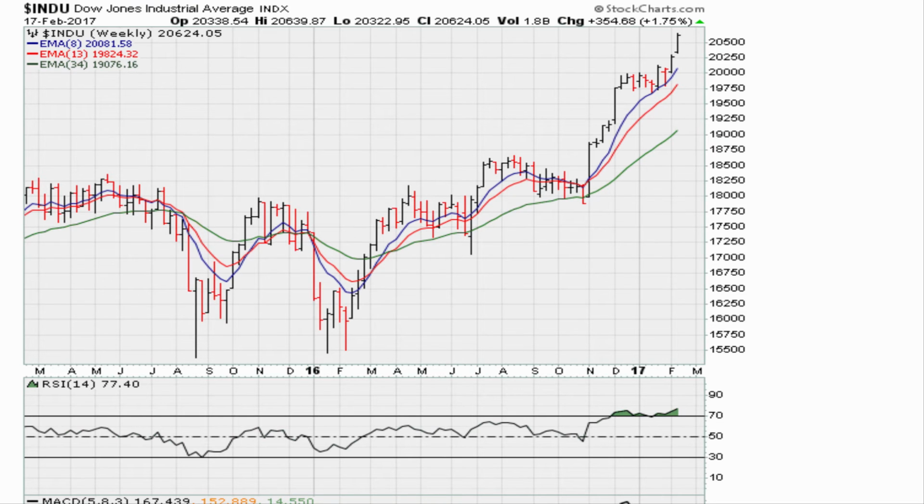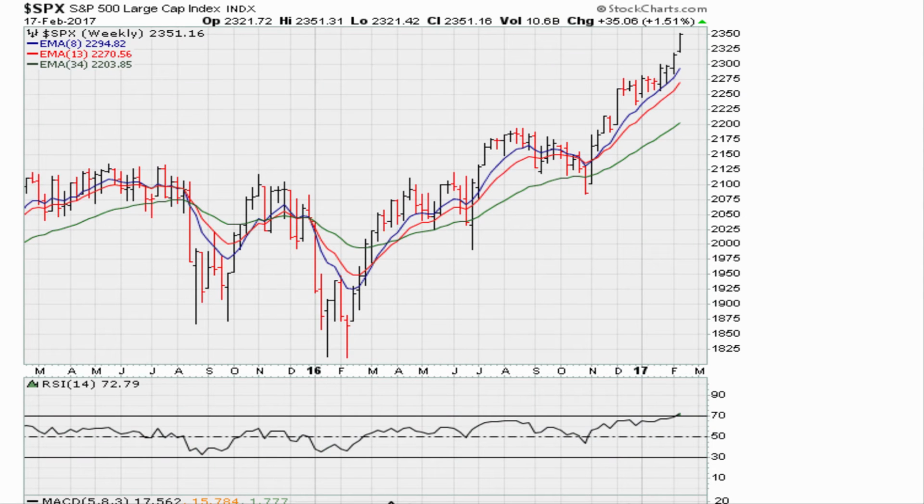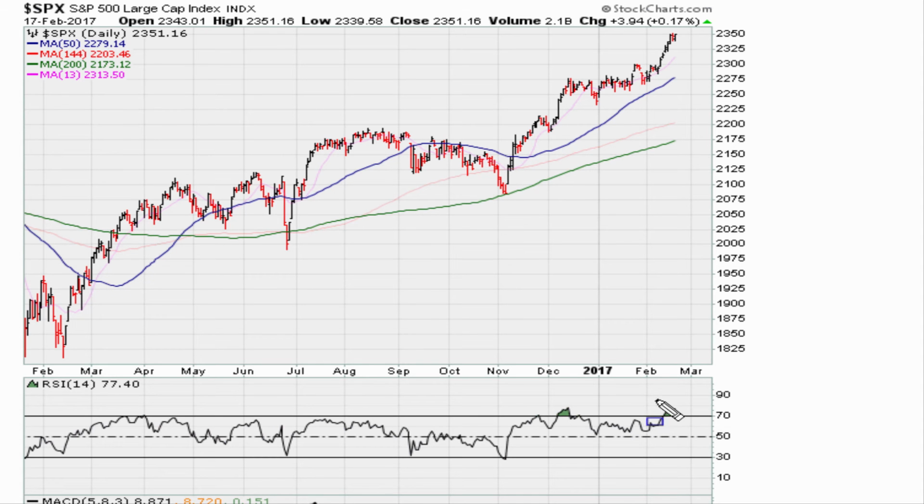S&P 500 weekly. S&P 500 is now back above 69.1. As long as it remains above 69.1, expect the market to be sideways to bullish. Take a look at the S&P 500 daily. S&P 500 daily is holding above 69.1, which might explain this explosion this past week.